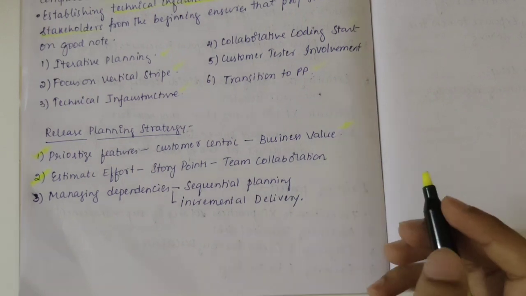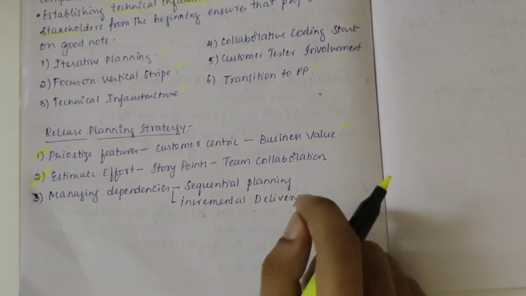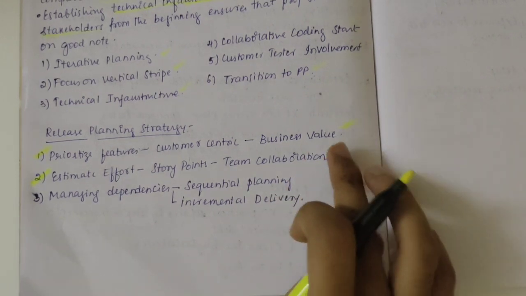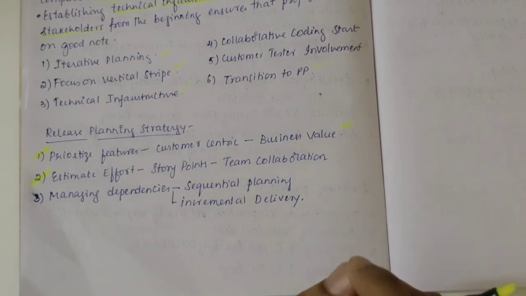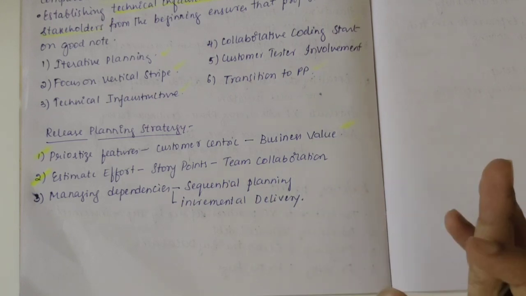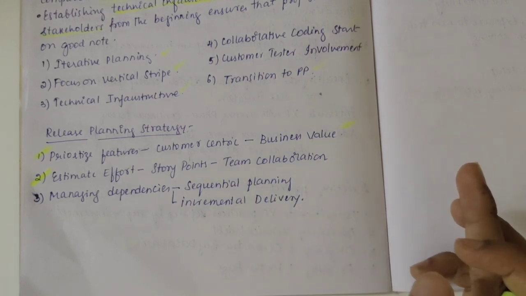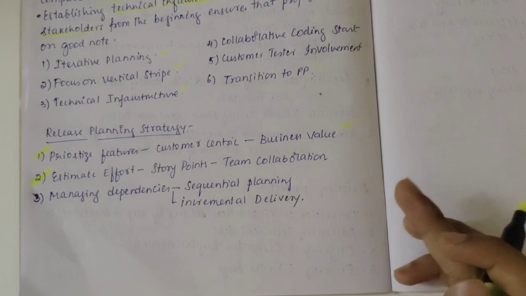And then team collaboration. Team collaboration is very important, because while estimating the efforts, if all the team members from different domains are sitting there, it will help us to understand where we could have gone wrong and how we can improve it further.